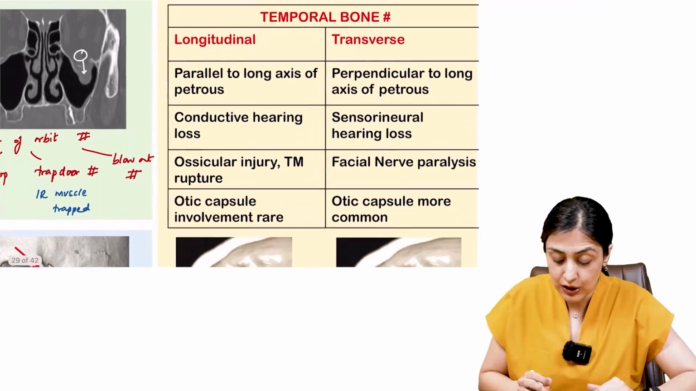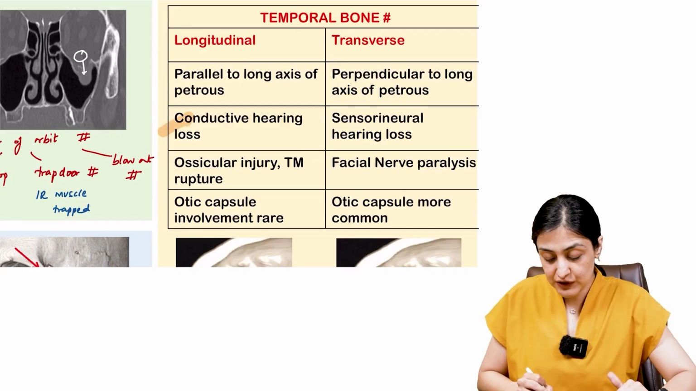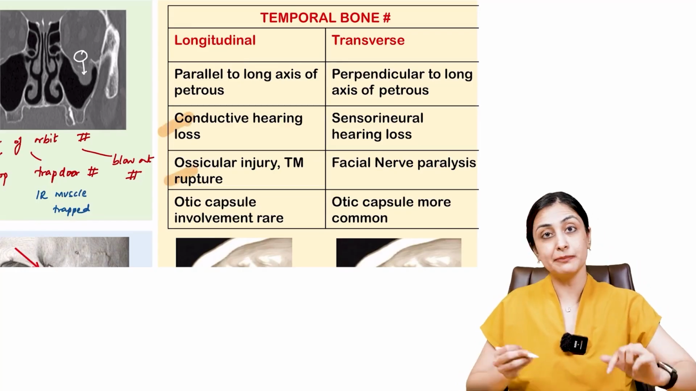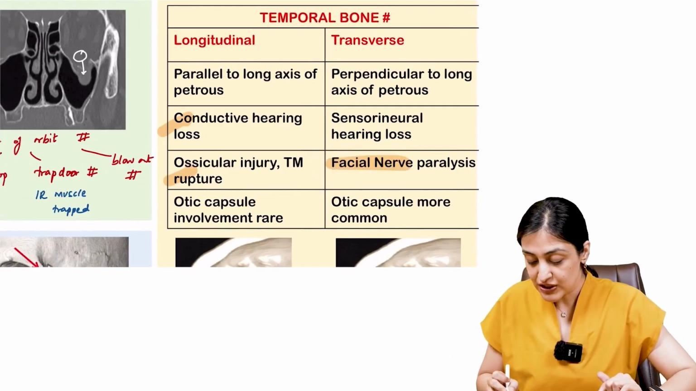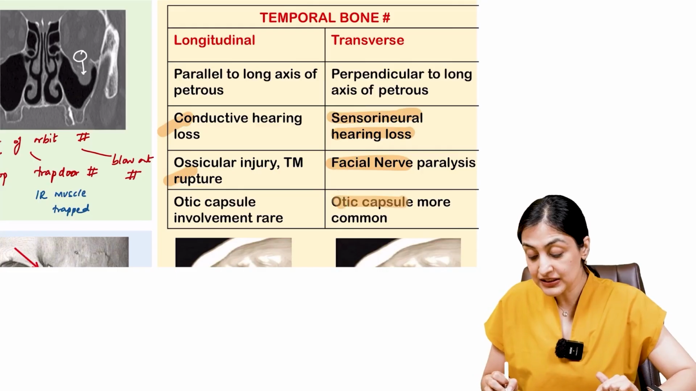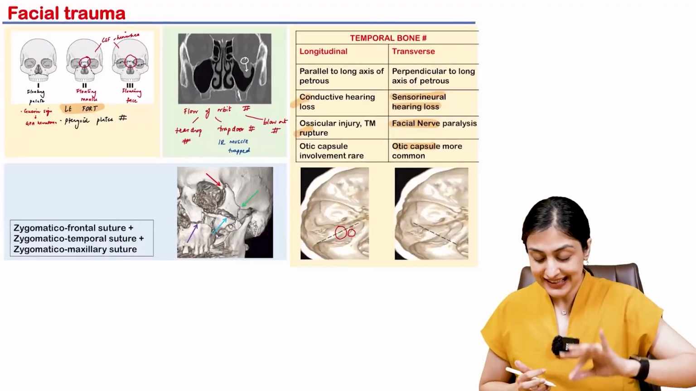So longitudinal is parallel, going through the middle ear. So there'll be conductive hearing loss, ossicular injury, tympanic membrane rupture, not inner ear. Whereas facial nerve, SNHL, inner ear will all be transverse. Yeah, so fairly simple. Then we look at this.